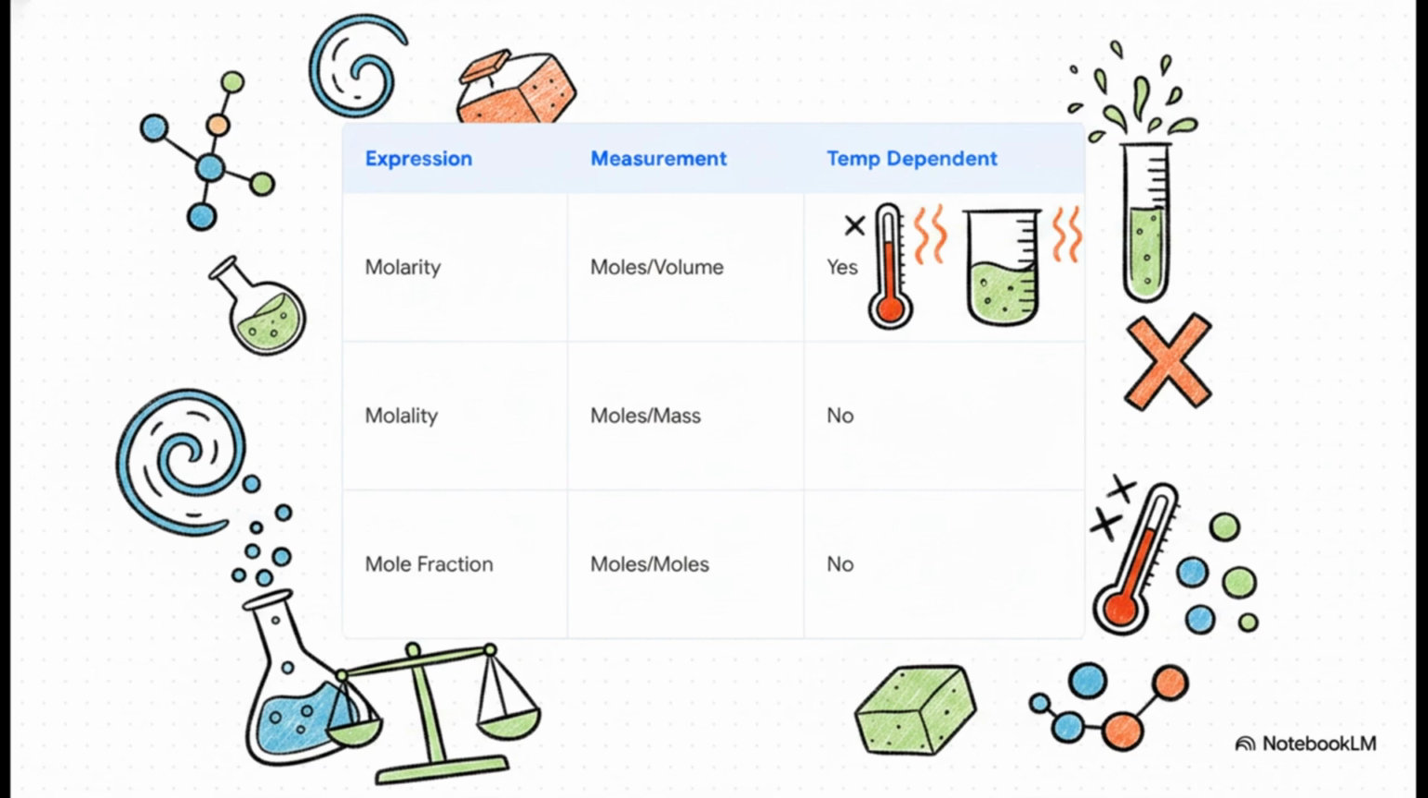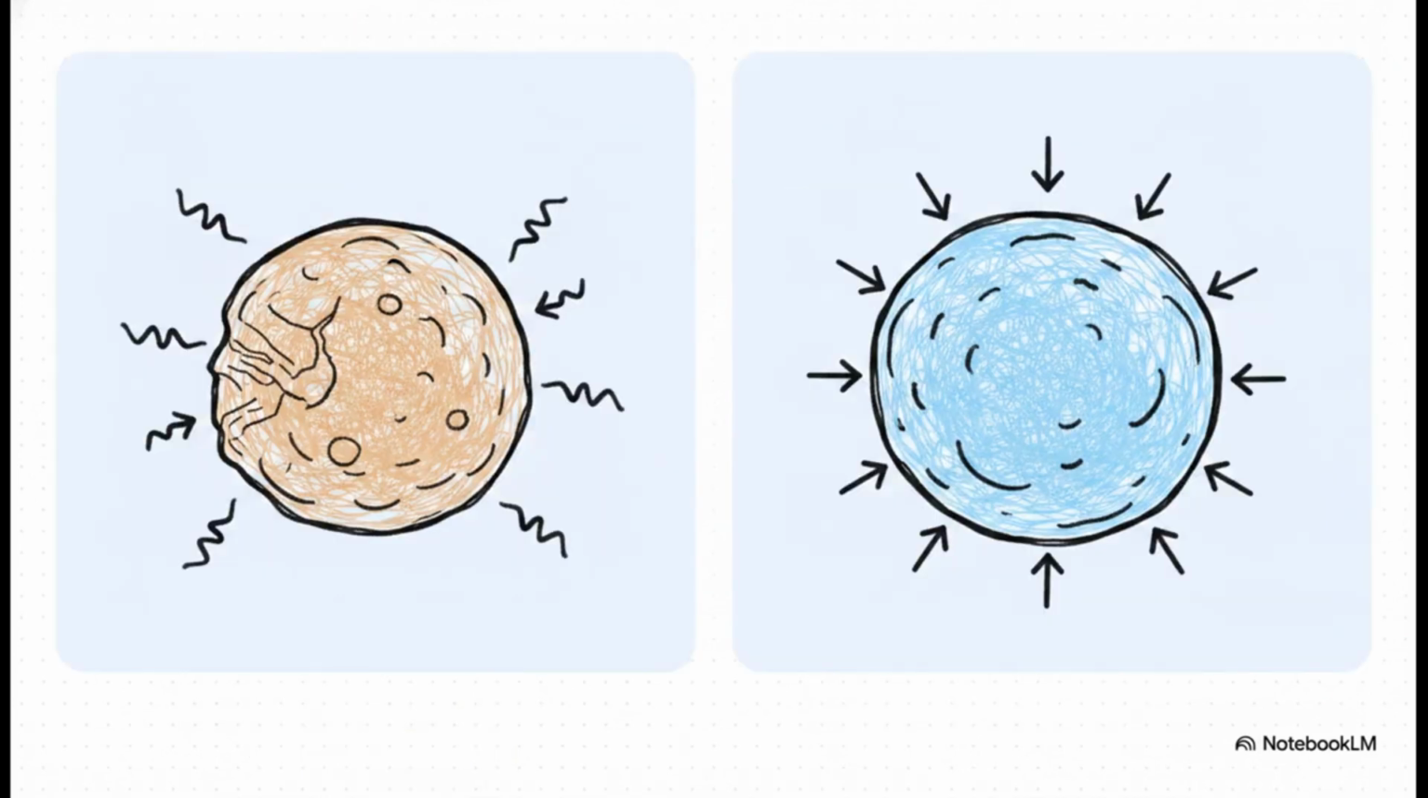Molality and mole fractions, on the other hand, rely on mass or moles, so they don't care about temperature swings at all. And these chemical concentrations actually dictate cellular life through a process called osmosis. Drop a living cell into a hypertonic solution where there's more solute outside, and it aggressively dehydrates and shrinks. But put it in a hypotonic environment, and water violently rushes in until the cell swells and bursts. It is a really delicate life-or-death chemical balance.